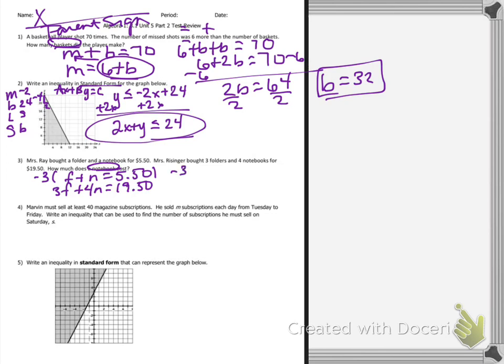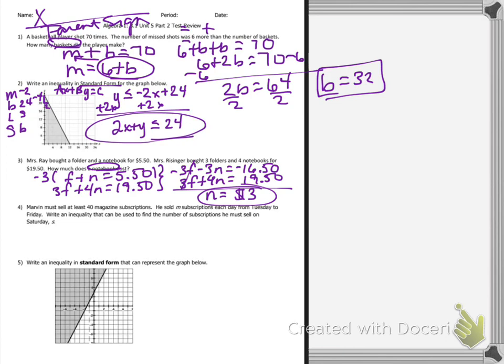So I have -3F minus 3N equals -1650. And then I still have my 3F plus 4N equals 1950. So when I put those together, I get N equals $3.